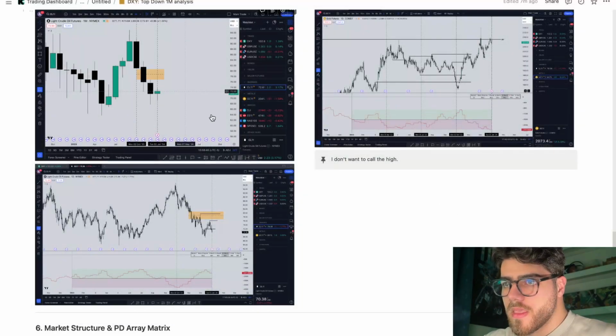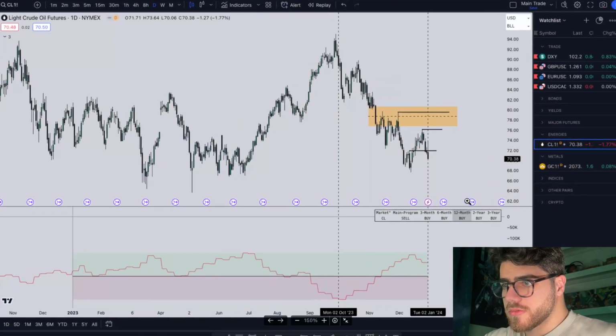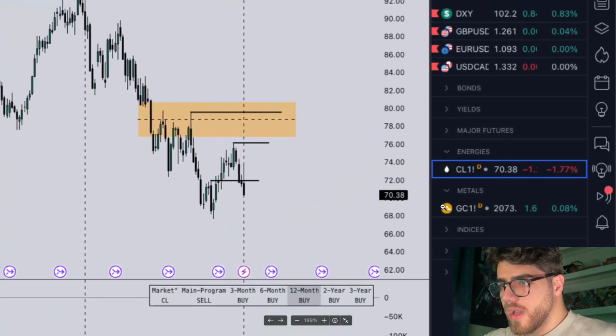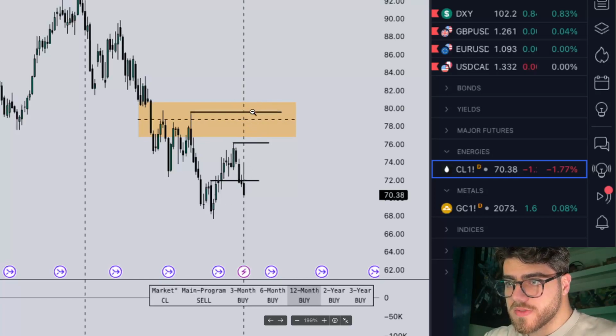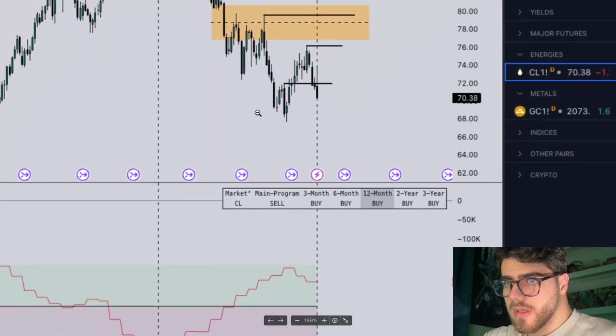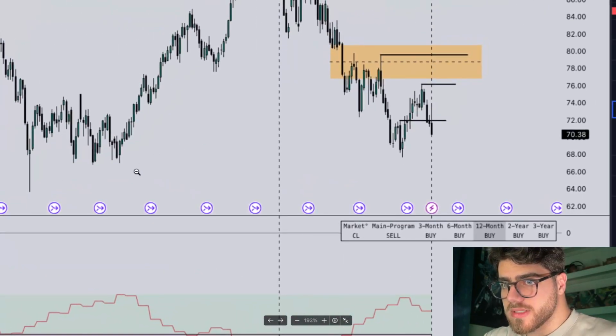Looking at structure, we do have a retracement into this order block, and a fair value gap aligning with that very beautifully. So I think our next draw would be this high and into this monthly fair value gap. And then maybe after that, we'd go for these equal lows.